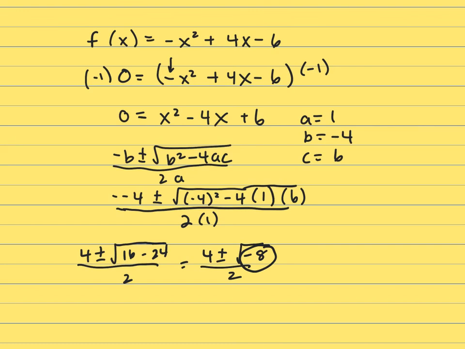So let's go back and look. The vertex is (2, -2). 1, 2, -2 is this. And this thing opens down. So it's logical that you do not have any x-intercepts.